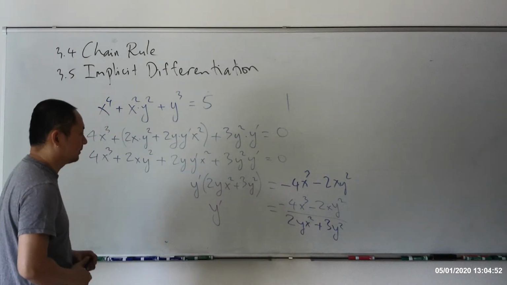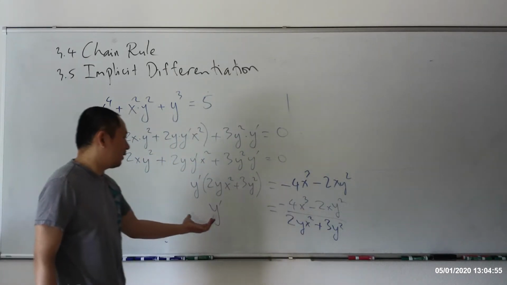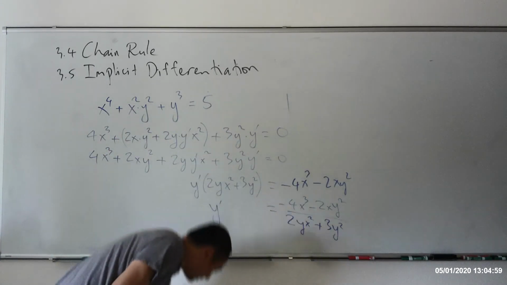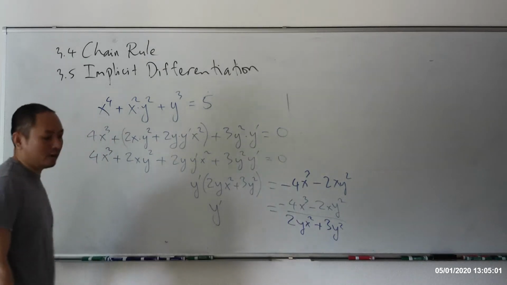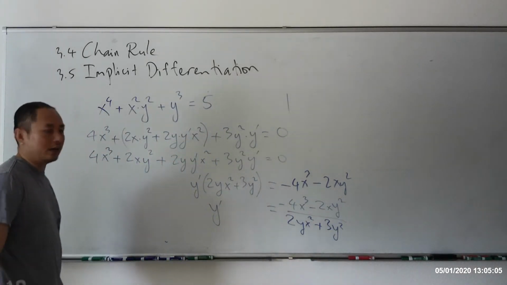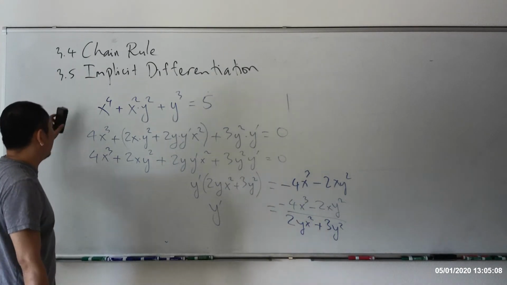Okay? And of course, if you want to calculate y double prime, you have to use the product rule in here and repeat it. It's going to be pretty long, so it's just y prime, and the book actually just asks you for y prime, and that'll be good enough. Okay, that is another example.